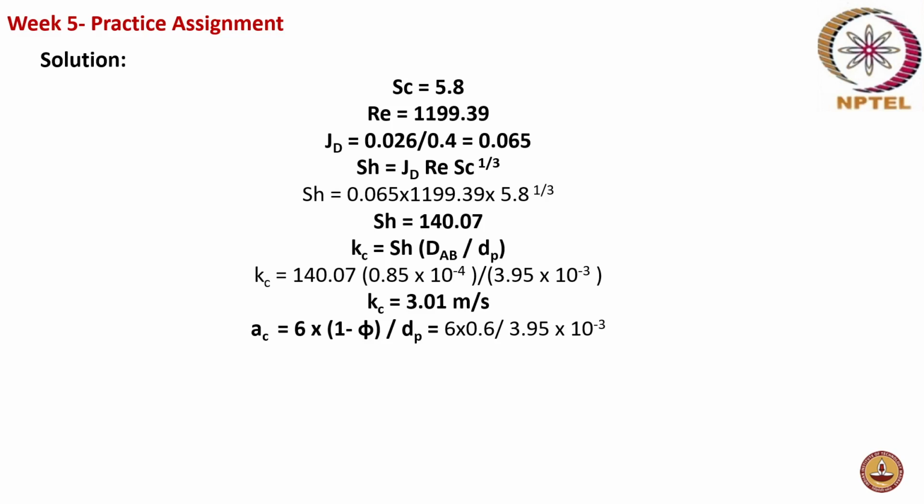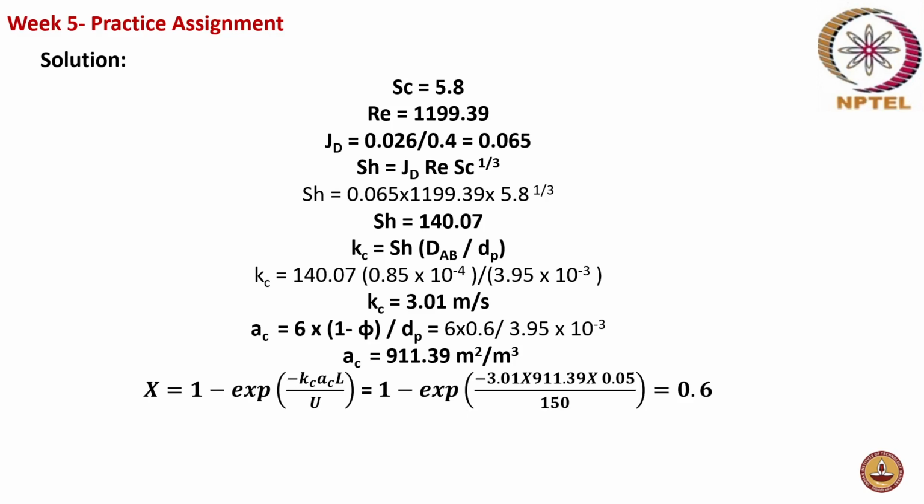Again, the surface area per unit volume of the bed is going to change because your equivalent diameter in this approach is different. So again, you calculate ac. ac is equal to 6 into 1 minus phi by dP. So phi is 0.4, so 1 minus phi is 0.6, and your dP is 3.95 into 10 power minus 3. Substituting the values, you will end up with the area equal to 911.39 meter square per meter cube.